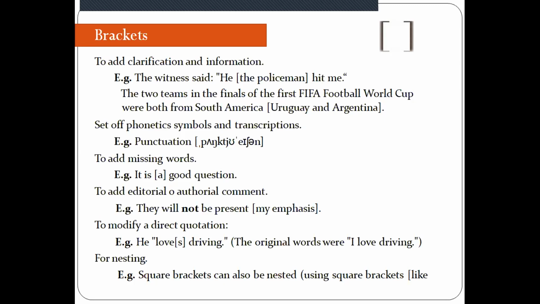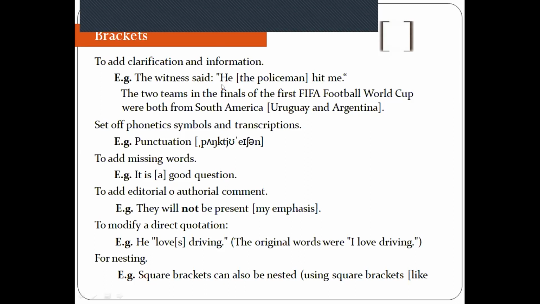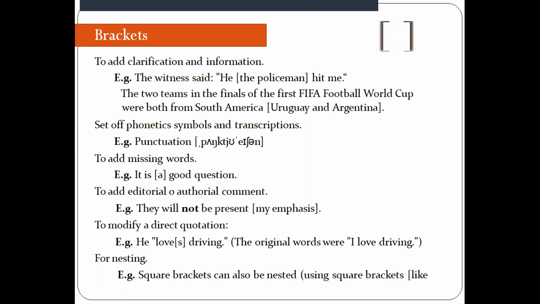The witness said he (the policeman) hit me. The one who hit me, he was a man and he was a policeman. So who is that he? If we want to explain more about the character of that he, we put the words the policeman in the brackets. Someone can say, but teacher, there is a repetition of the subject in a sentence. No, this is for clarity. That's why it is put in the brackets. So make sure that you be aware of that.